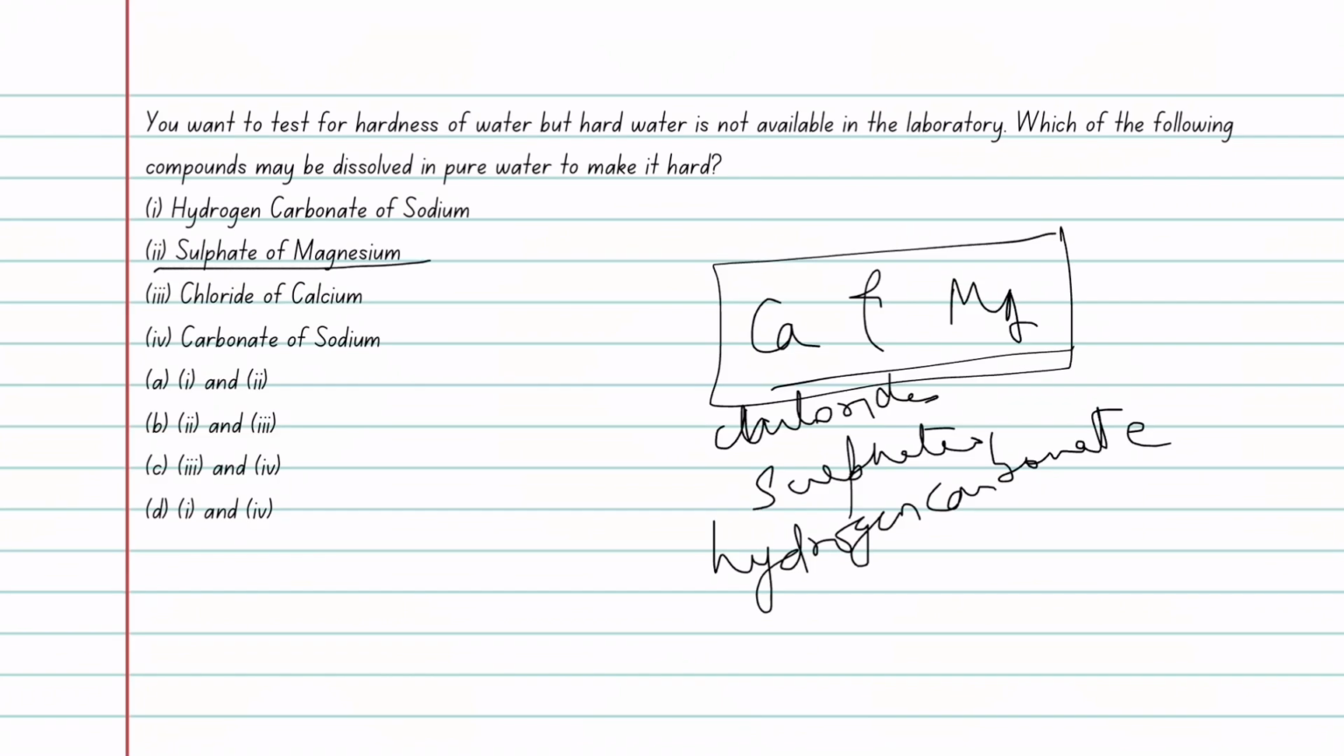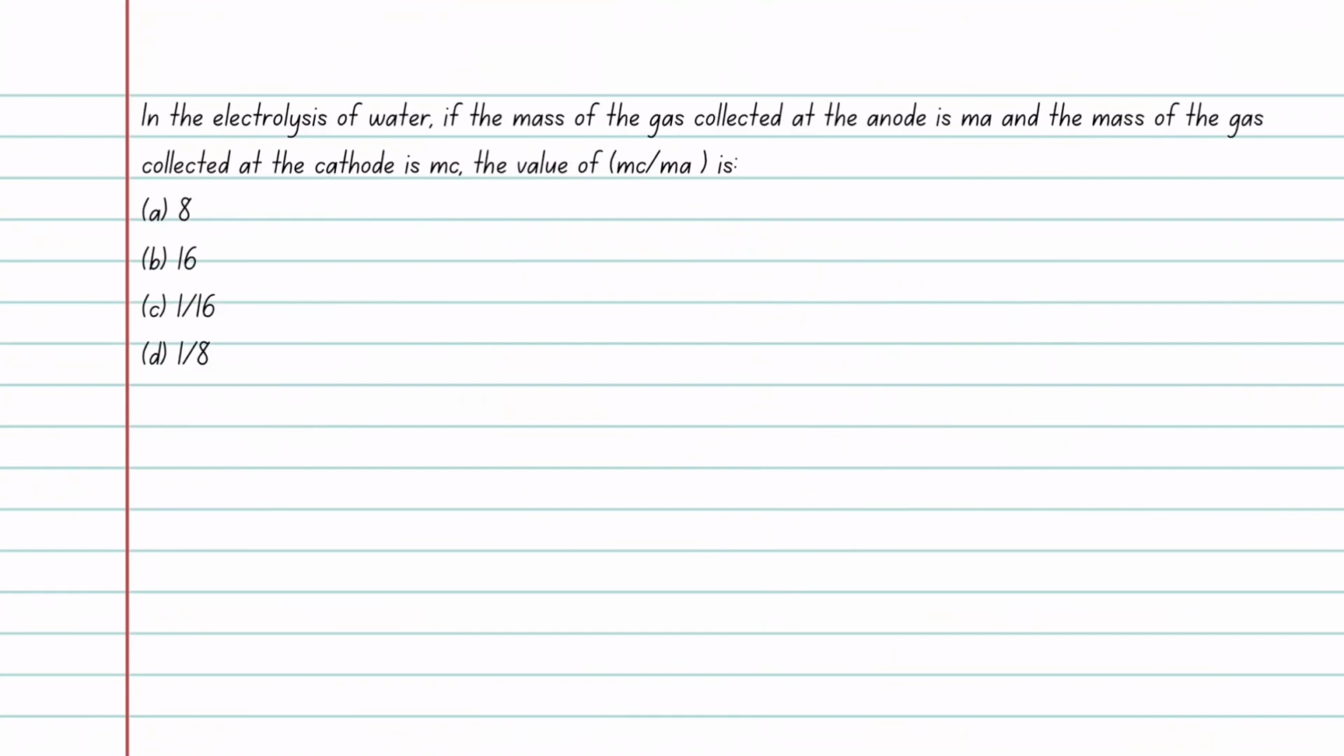We have sulfate of magnesium. We have hydrogen carbonate of sodium, so that can't be it. Chloride of calcium, yes. Carbonate of sodium, so no, that can't be it. So we have the second and third options as correct, so that would be our B. All right. Moving on to the next question.